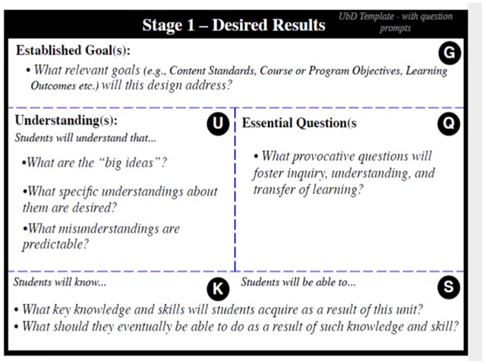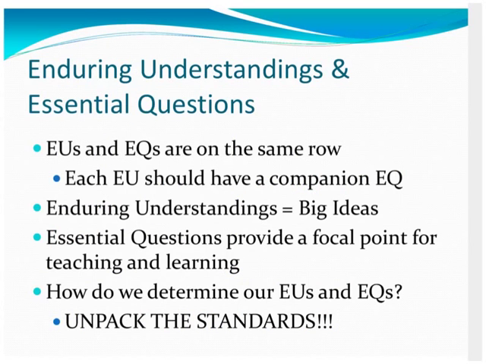Going back to our template, now we're going to look at our enduring understandings, which are right over here, okay? Then we're going to look at our essential questions. And it's important to keep in mind that these two things are parallel in our template, so they should go hand in hand. So as I said, the enduring understandings and the essential questions are next to each other in the template. So every enduring understanding should have a companion essential question, okay?